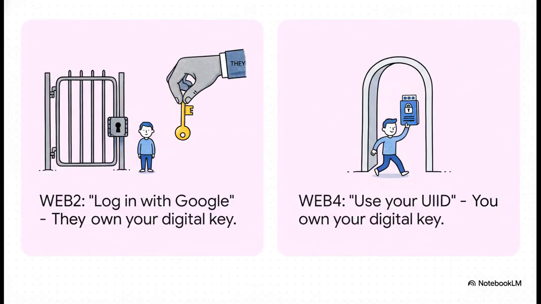This first pillar is so easy to understand when you see it like this. We all know the login with Google or login with Facebook buttons, right? Well, in that model, they own the key to your digital life. The Web 4 idea is to replace that with a UUID, a universal user identity. Think of it like a digital passport that you and only you control. Finally, you own your own key.